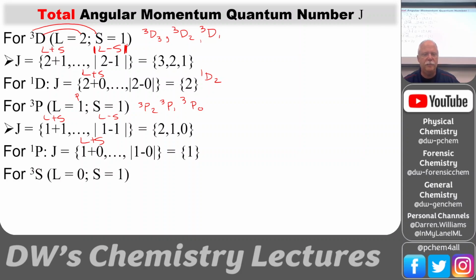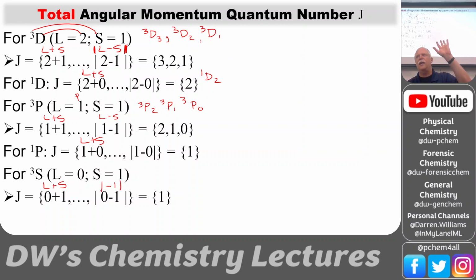For triplet S, L equals 0 and S is 1. So this is where we need that absolute value. Because it's an S term, L equals 0, and then it's a triplet, so S equals 1. And so this one looks like it results in -1, but we take the absolute value. So since it's the absolute value at +1, our maximum value is +1, our minimum value is +1, and so we just have one J value for this term, and it's +1.